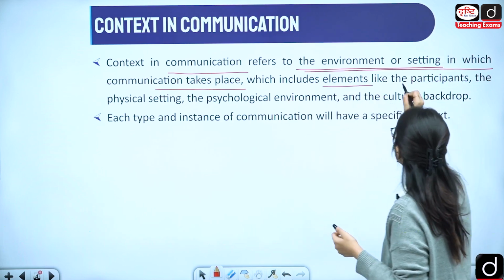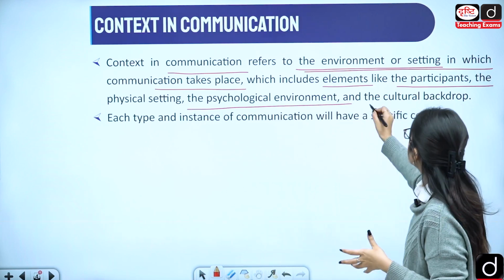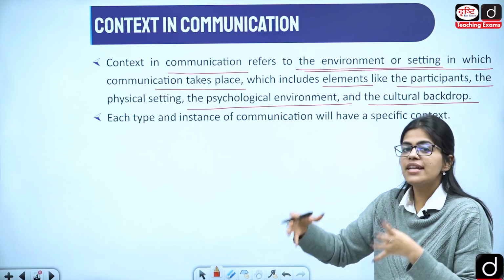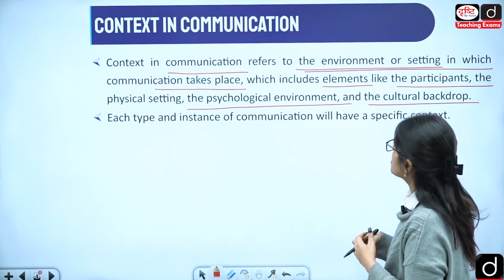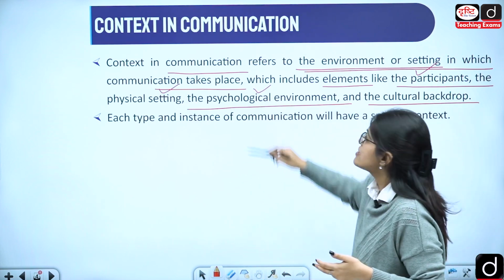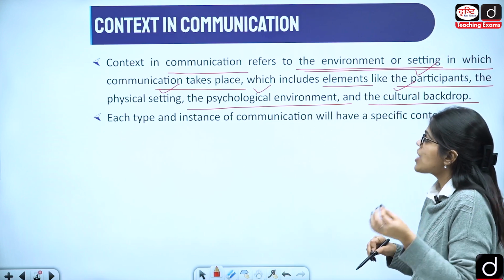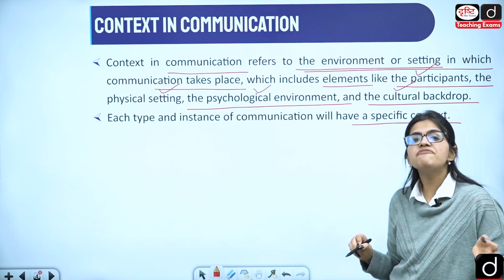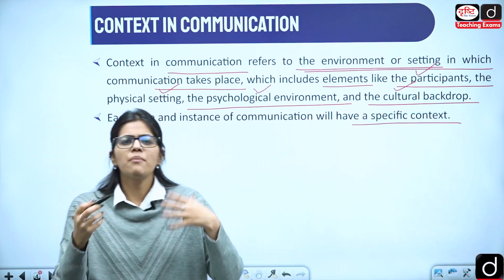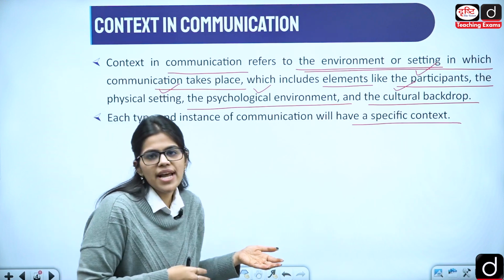So the context of communication refers to the environment or the setting in which communication takes place, which includes various elements: there are participants, there is the physical setting, there is the psychological environment, and there is a cultural backdrop that is relevant. So for every communication, there are always a few things behind it. These are the participants, the physical state, the physiological or psychological state, and the cultural background. Each type and instance of communication will have a specific context, and in the paper they'll give you statements. For example, Ram is talking to Sita at this point of time. There can be a huge statement and they can ask which type of context they are talking about.